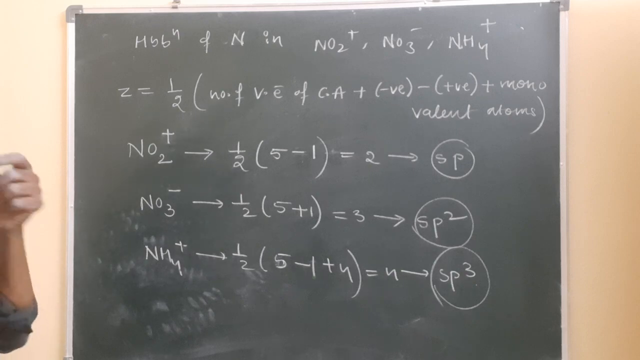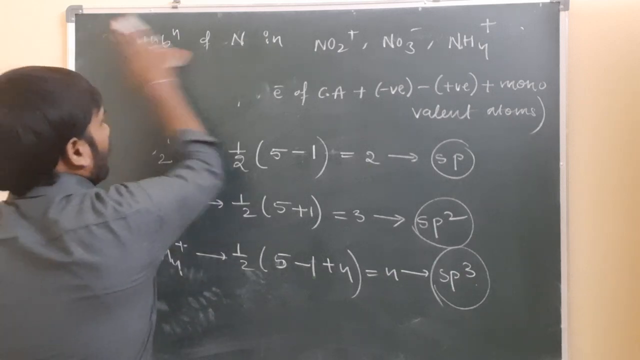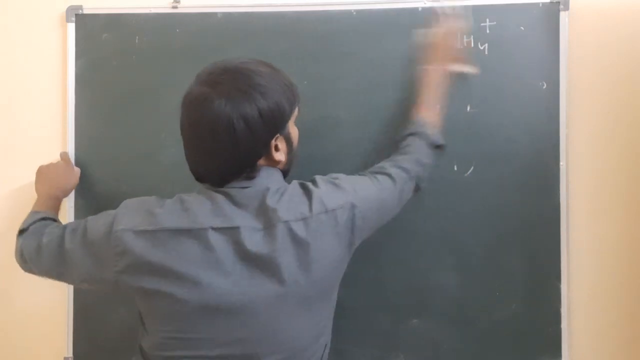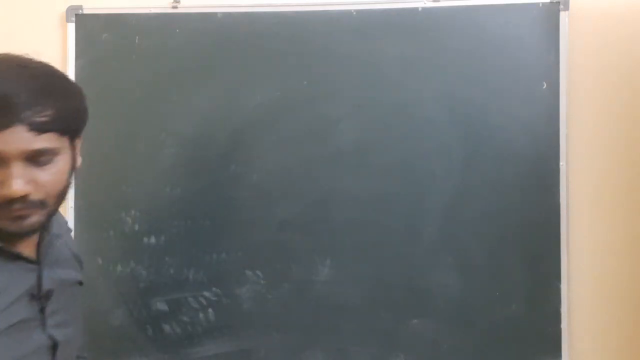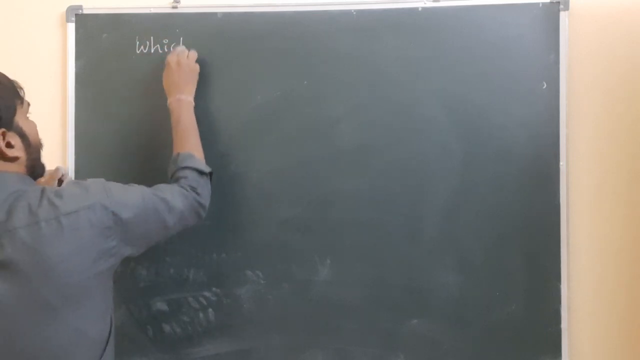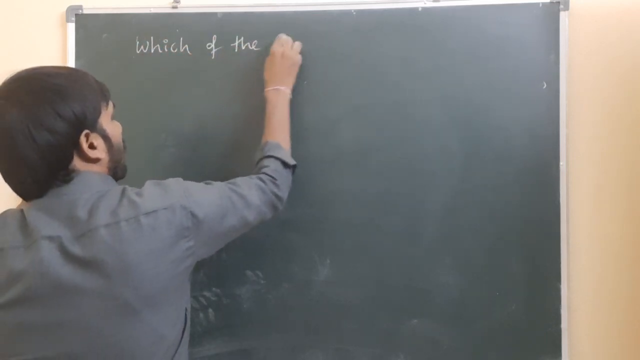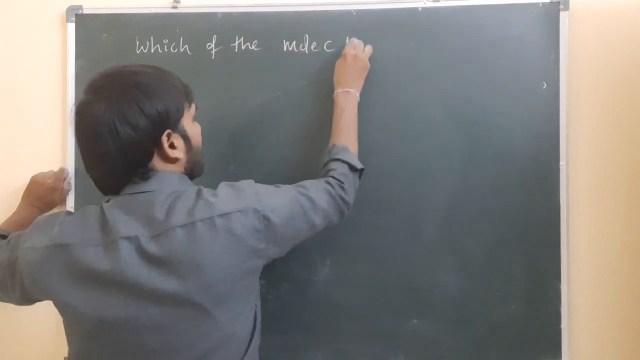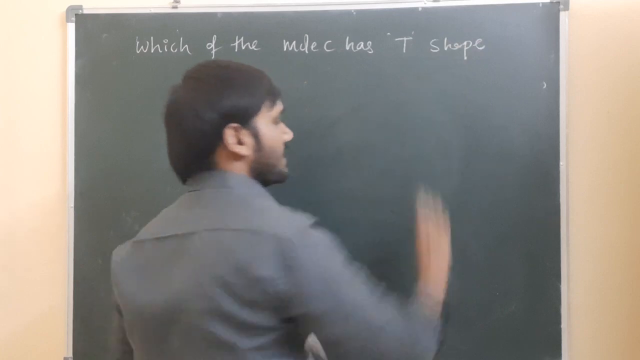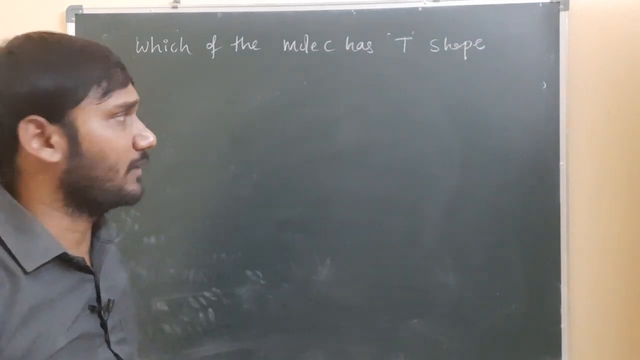Next one. Which of the molecules has a T shape? The next question is which molecule is T-shaped. So we have to identify the T-shaped molecule.